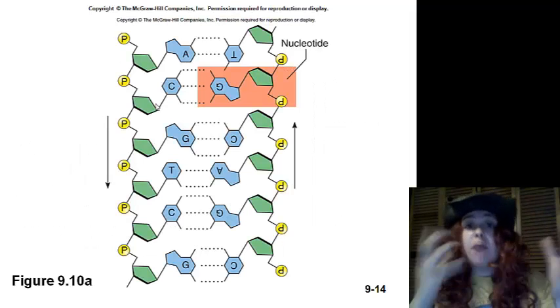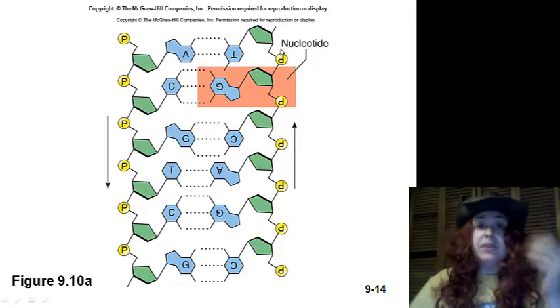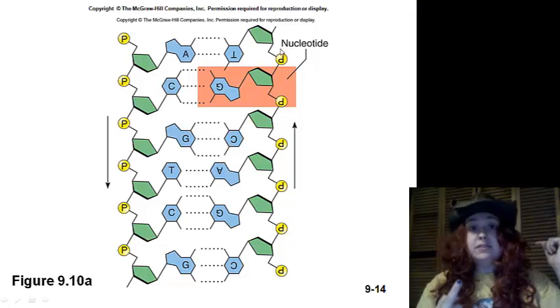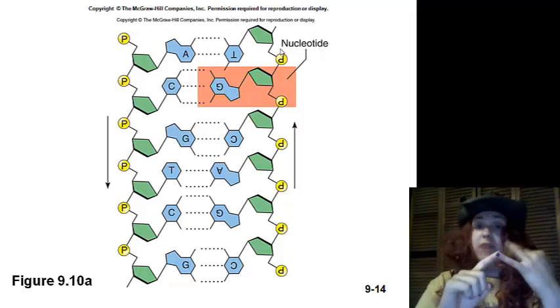Again, they run in opposite directions. One goes one way, and one goes the other. That's what allows it to twist, and we'll see some complications from this when we talk about replication, and that's what we have.